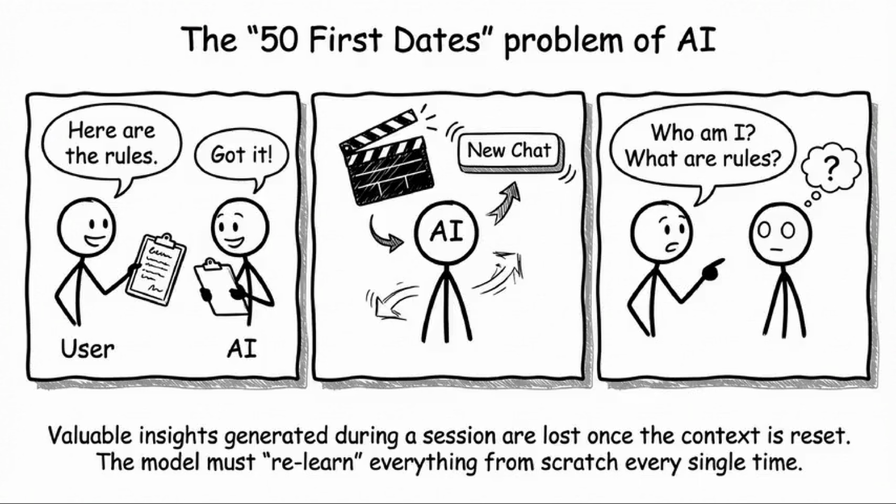Now look at this tiny mini dialogue on the slide. Here are the rules. And immediately the model responds, who am I? What are rules? That is the 50 First Dates problem of AI in one image. Every time the context resets, it wakes up with no memory of the last conversation. Notice what that destroys. All the valuable insights you just generated together, your preferences, the edge cases you clarified, the decisions you made, vanish the moment you start a new chat. So the model has to relearn everything from scratch again and again.